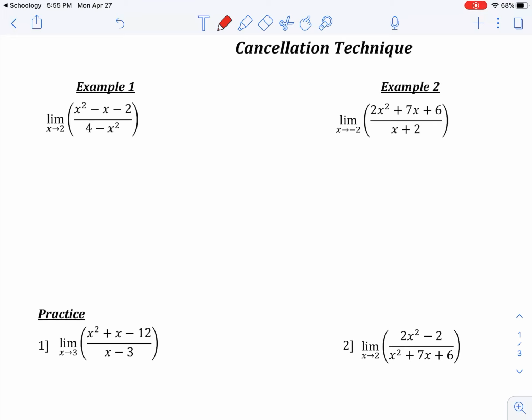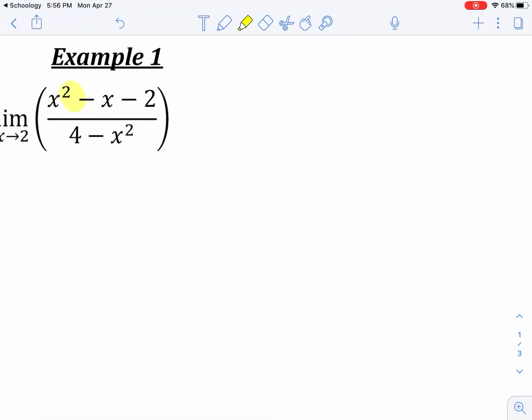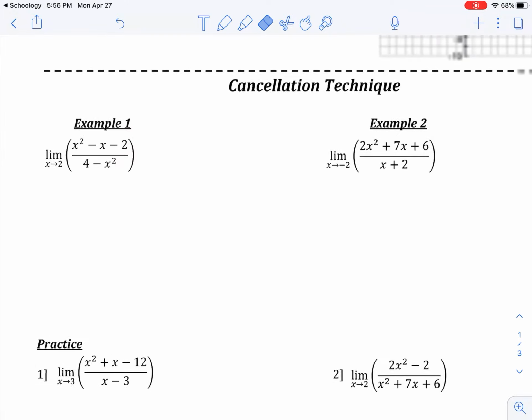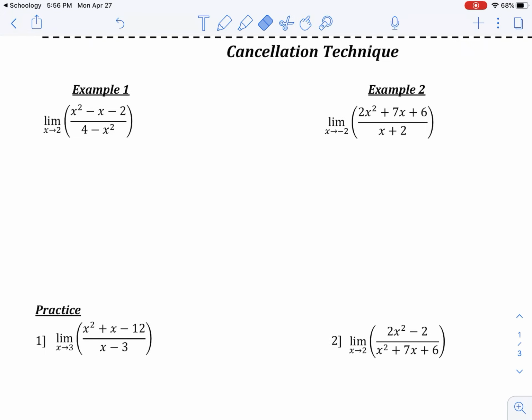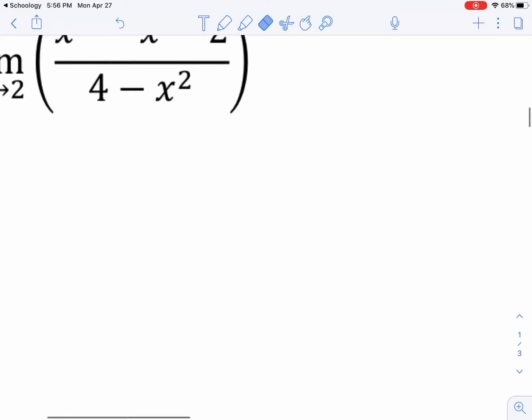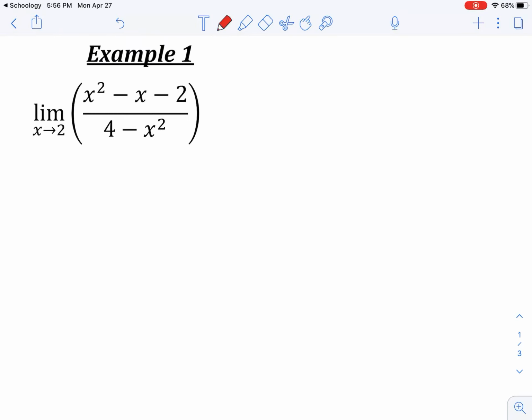What we're doing here is called the cancellation technique. Okay, so we're going to go through each problem. We'll do the first two together, and then the practice you can pause and try on your own. First thing we're going to do is try direct substitution. Since this looks like a fraction, I'm going to plug 2 in the denominator first. If I get 0, then I know that I have to try the cancellation technique, which is factoring and simplifying it. If I plug in 2 in the denominator, I get 0, so I can't use direct substitution.